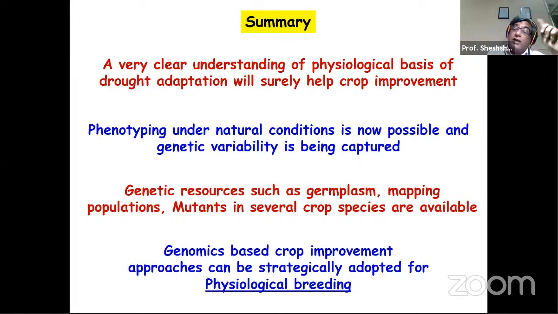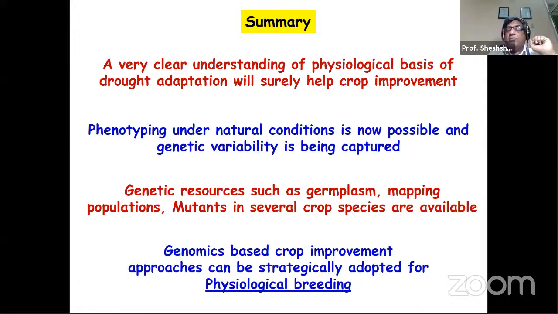And phenotyping under natural environments is not the kind of controlled environment that we have. The plants are exposed to naturally varying conditions in terms of the diurnal and seasonal variation that may be there. We record all those things and bring in corrections by augmented mechanisms. And therefore, phenotyping is now possible.